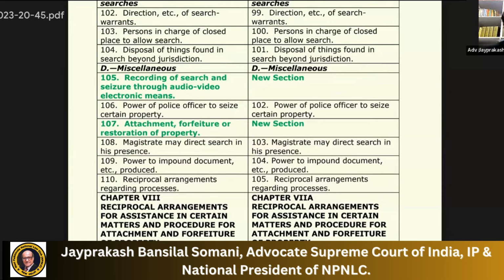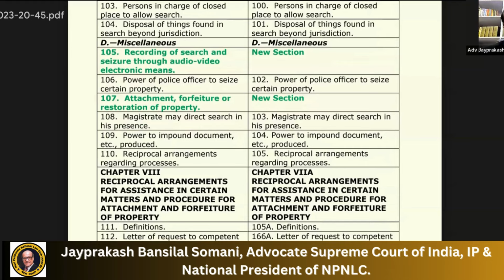And this section 105 is a new section in BNSS which was not in existence in CrPC. What does this new section of BNSS 105 contain? Recording of search and seizure through audio video recording means. Then BNSS section 106, power of police officer to seize certain property. Its corresponding section was in CrPC 102.